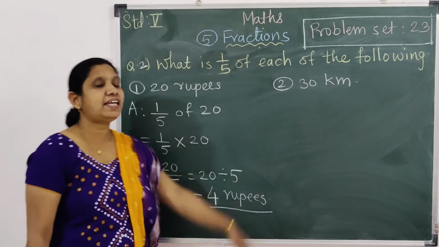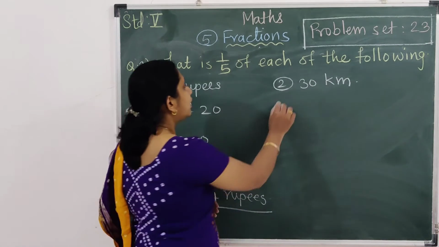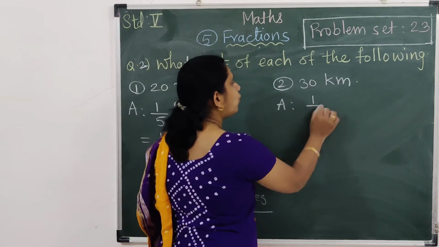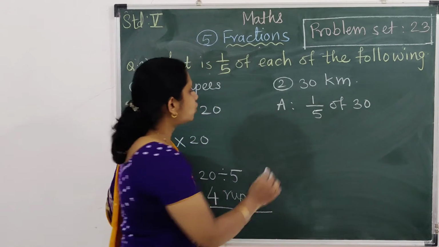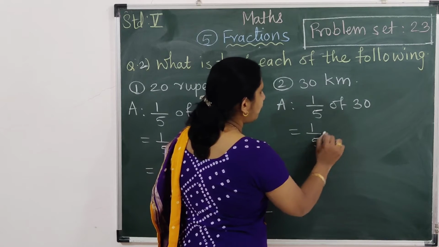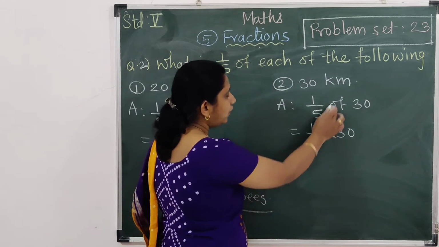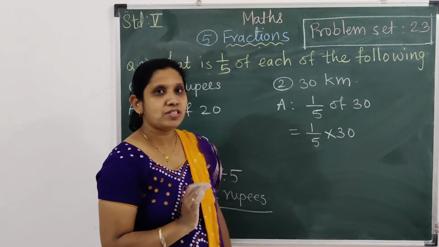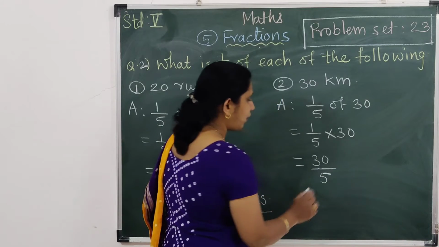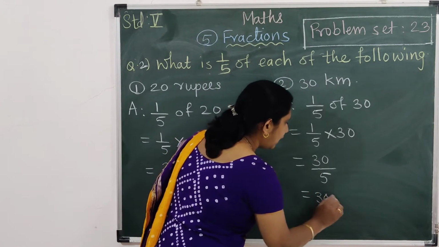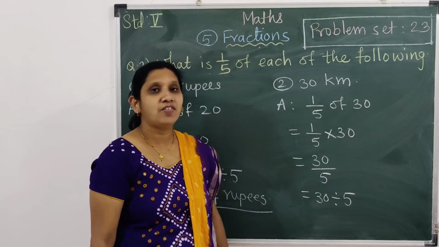Now let's see the second example. 30 kilometer. We have to find out here also 1/5 of 30. Alright, so which is equal to 1 upon 5 into 30. In place of the word "of" we have used the multiplication sign, which is equal to 30 upon 5 or 30 divided by 5.